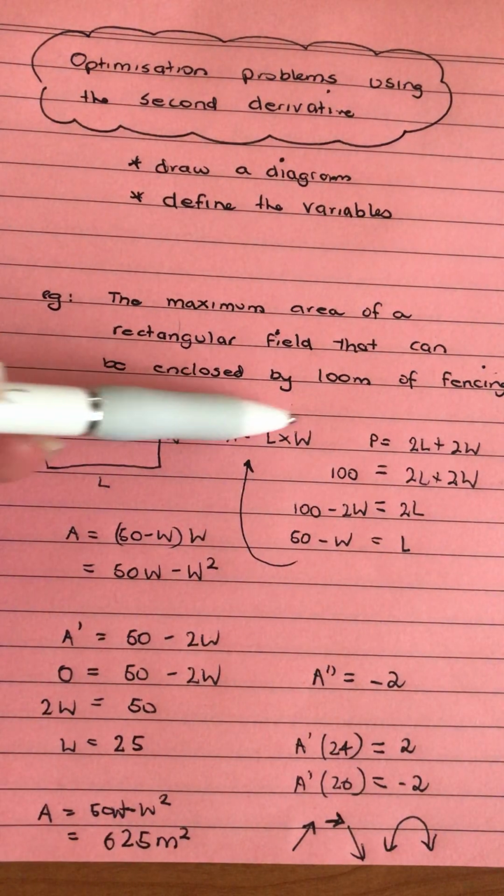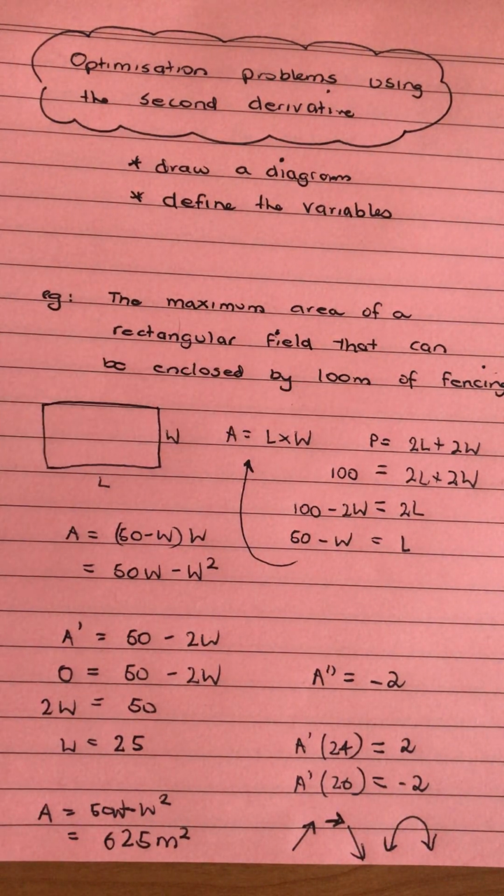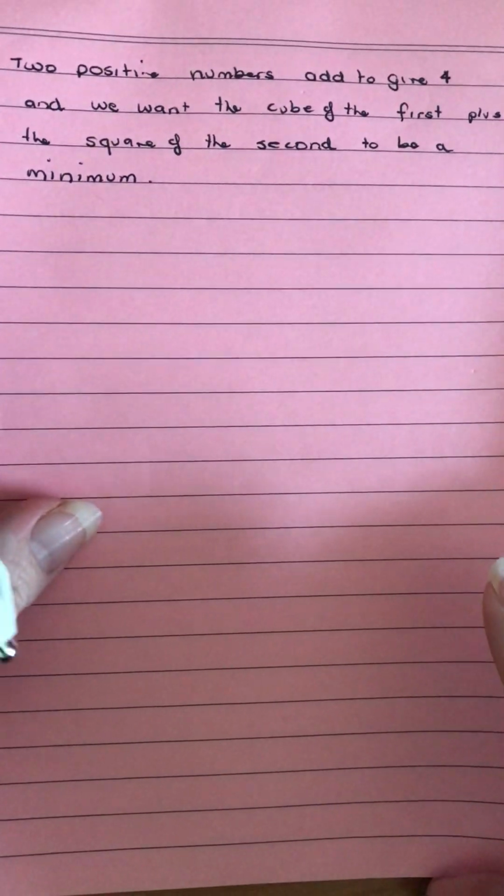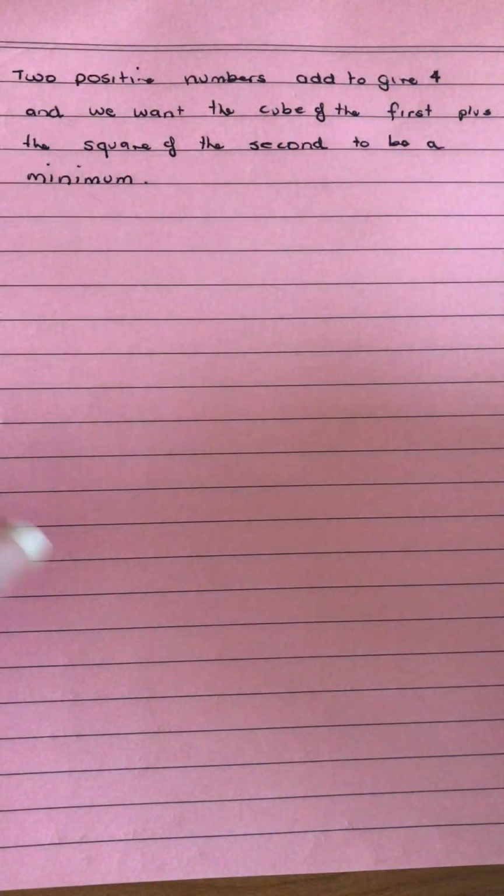We probably should have defined our variables up here of length and width for the L and W that we were using. The next one is a little bit less standard. The first one is probably one that you would have even seen back when you first learned derivatives, even back when you were doing quadratics. You could do it without knowing the second derivative.